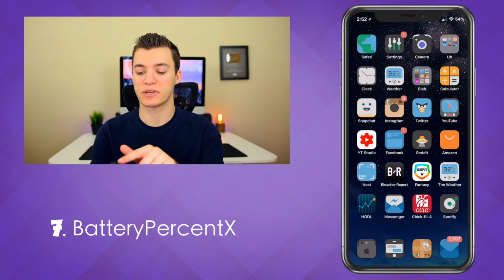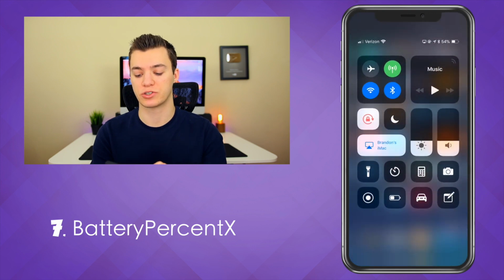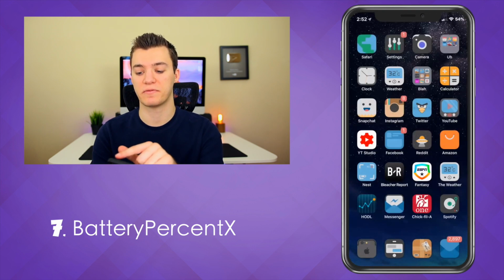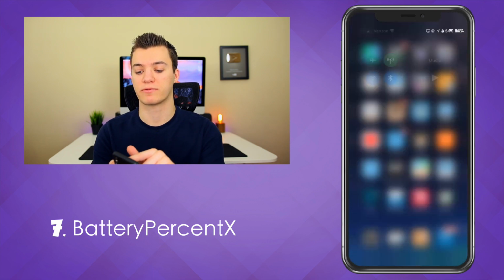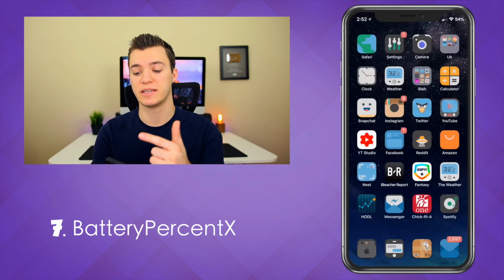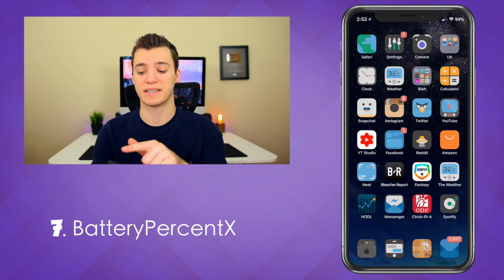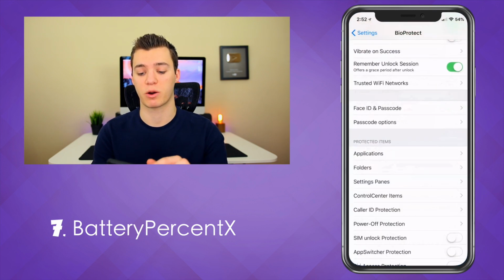The next one's called BatteryPercent 10, and this simply shows the battery percentage on the iPhone 10 up in the status bar without having to pull down on the control center. So you can see up there, it says 54% instead of just having the battery icon, and then usually you have to swipe down from the control center to see the percent that your battery's at. So with this, it shows it right there at all times in the status bar, which is really nice.